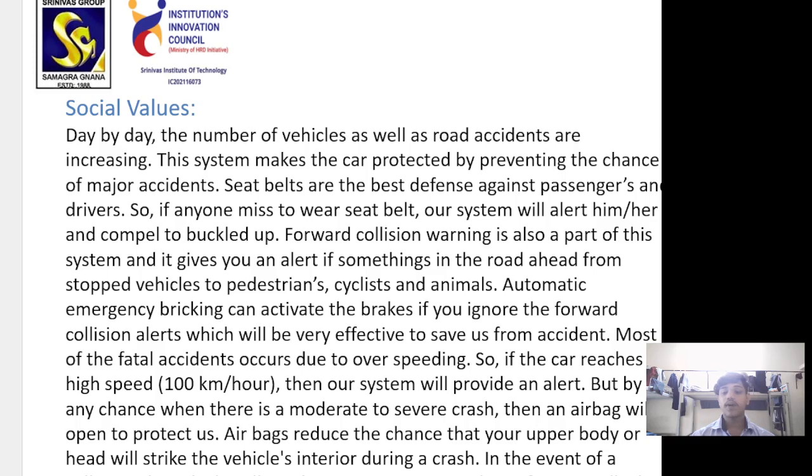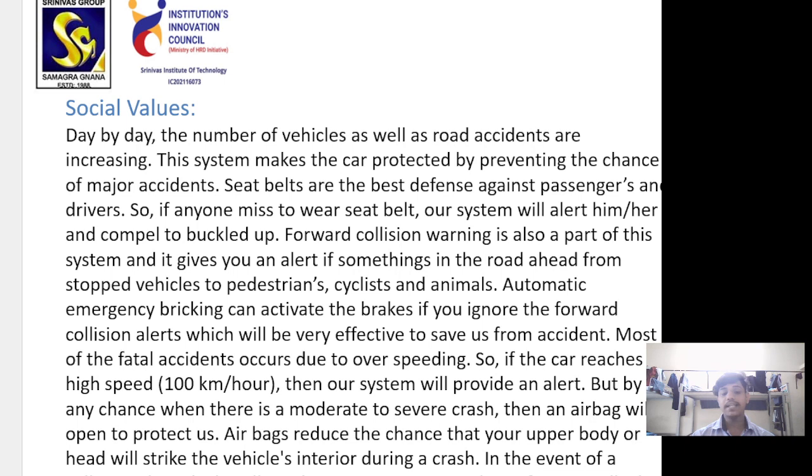Forward collision warning is also a part of this system and gives you an alert if there is something on the road ahead, from a stopped vehicle to a pedestrian, cyclist, or animal. Automatic emergency braking can activate the brake if you ignore the forward collision alert, which will be very effective to save us from an accident. Most fatal accidents occur due to overspeeding.